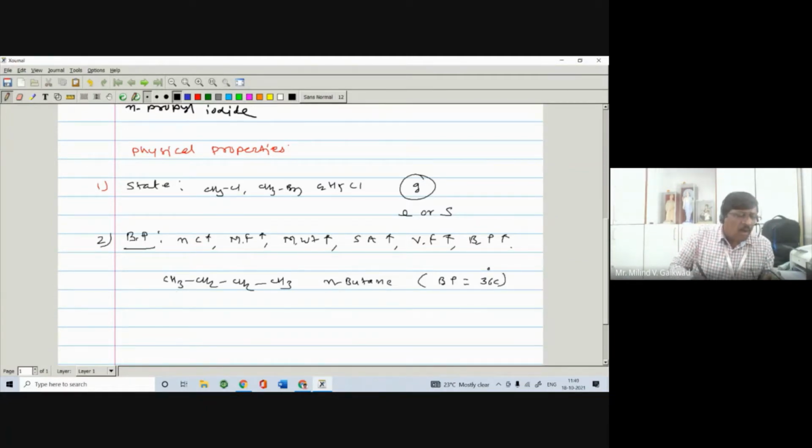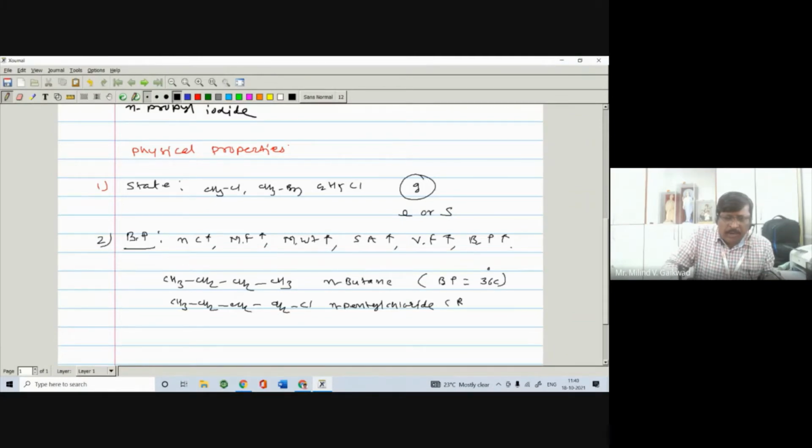And that of the corresponding analog: CH3, CH2, CH2, CH2, and here suppose if I take Cl, n-pentyl chloride, right? n-pentyl chloride.